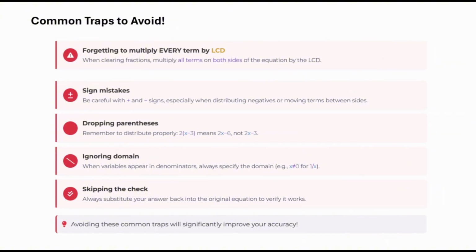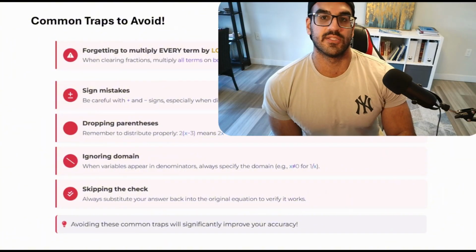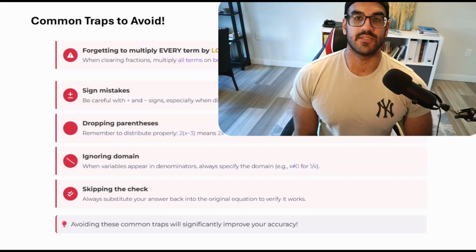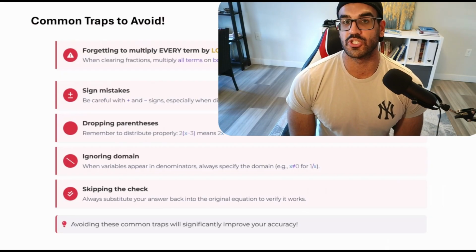So let's talk about some of the traps that we have to avoid, because as I just told you, the recipe is okay as long as I follow it completely without any problem. But what would happen if I do a couple of things that lead me away from the thing that I want? The very first thing is that sometimes we forget to multiply every term by the LCD itself. As I just told you, the LCD is there in order to help me get rid of fractions, right?